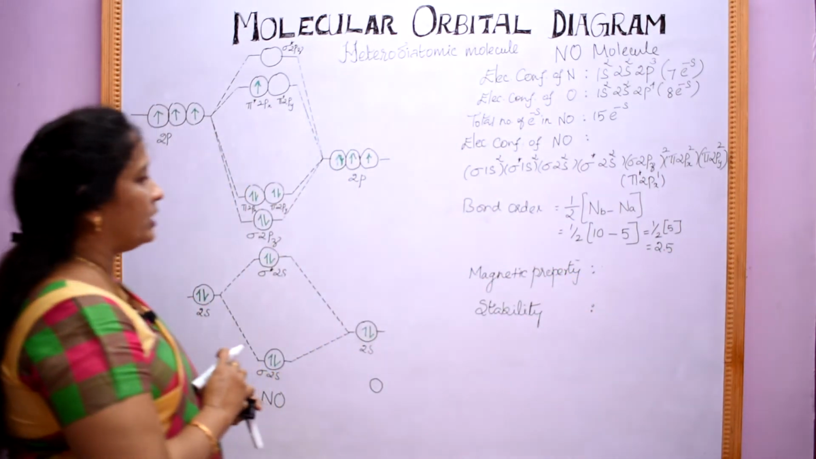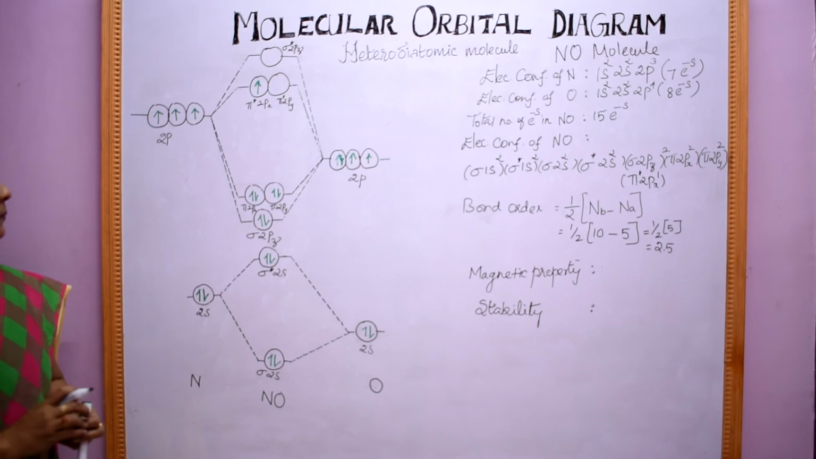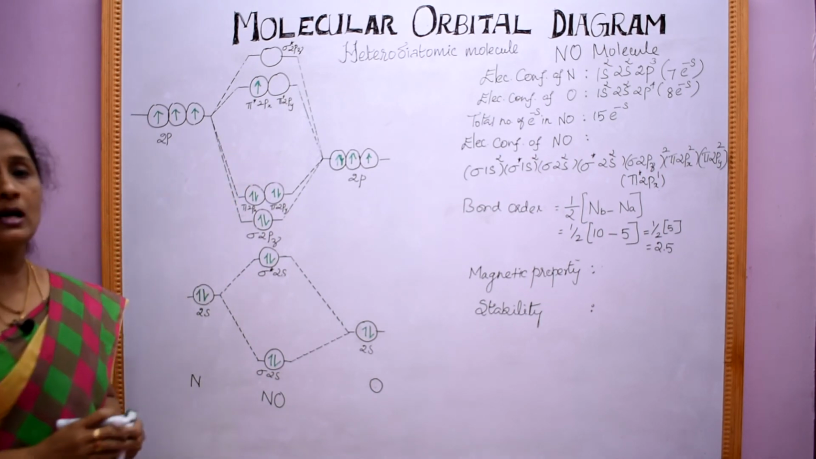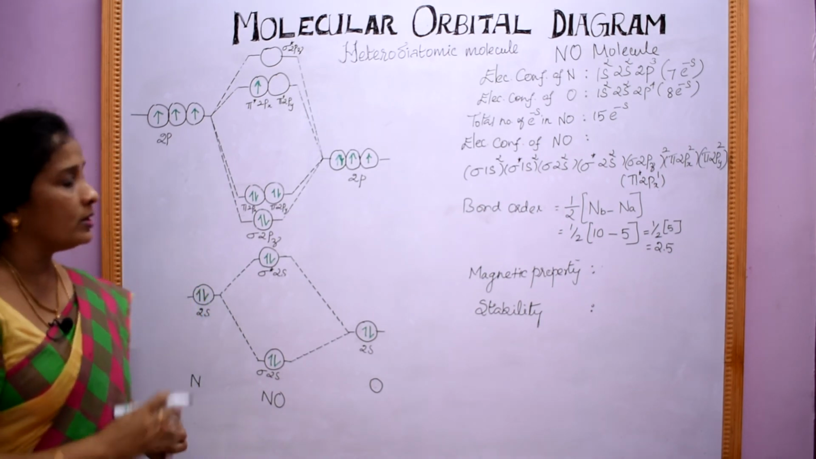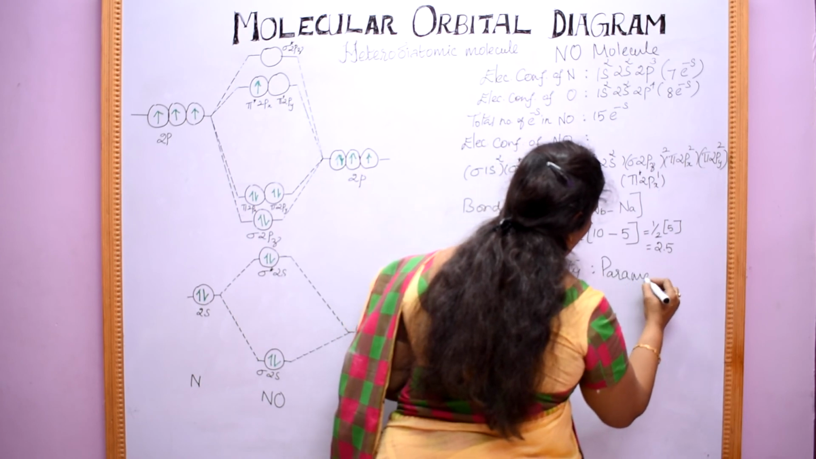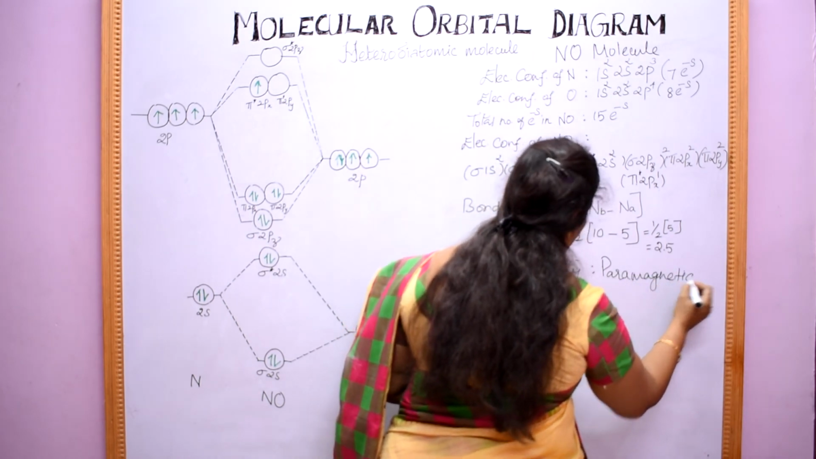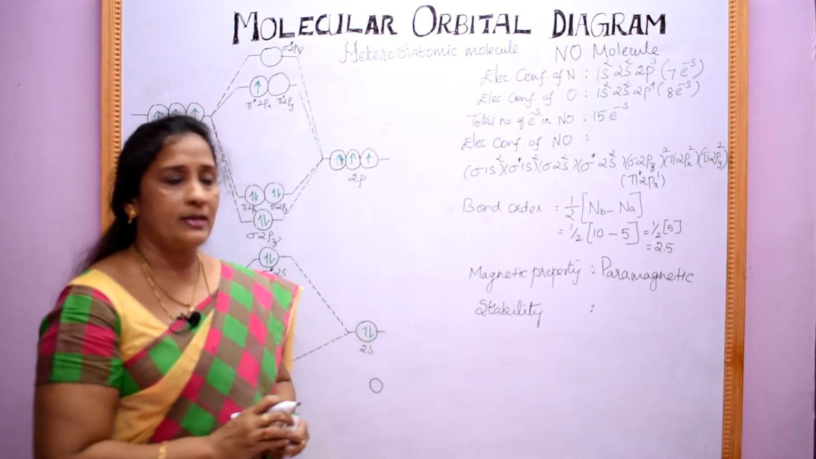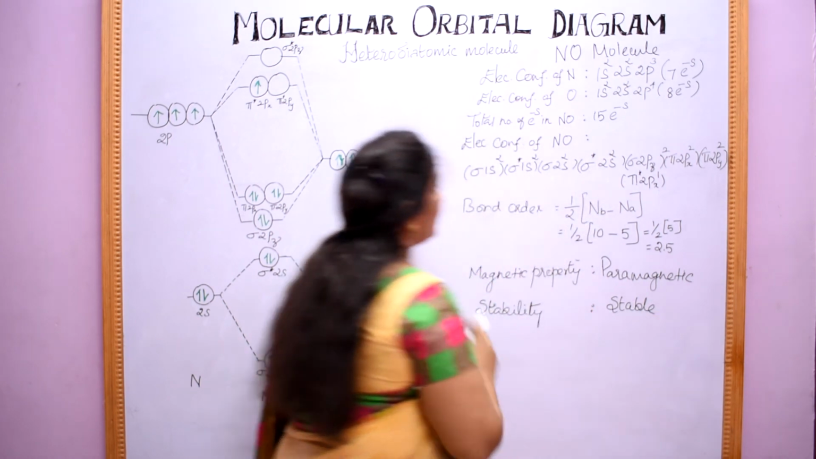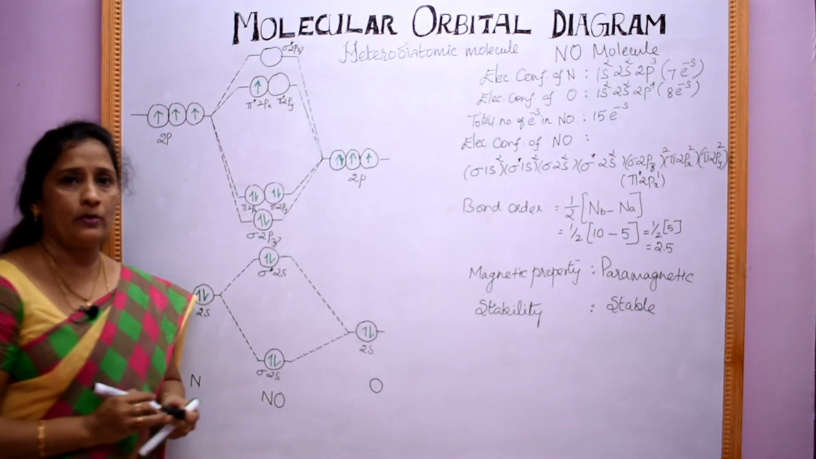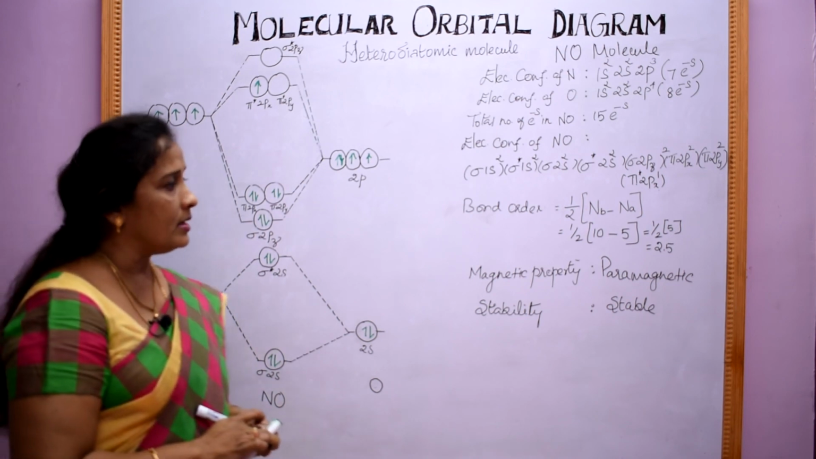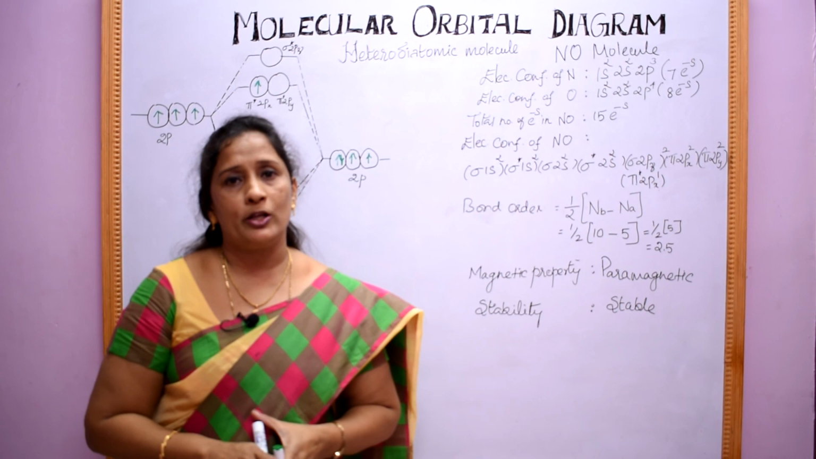Now coming to the magnetic property of this NO molecule, we know there is 1 unpaired electron in the pi star 2px orbital. Therefore, the molecule is paramagnetic in nature, and the molecule is a stable molecule. So from the molecular orbital diagram of NO, we know that the bond order between N and O is 2.5. The molecule is paramagnetic and the molecule is stable.